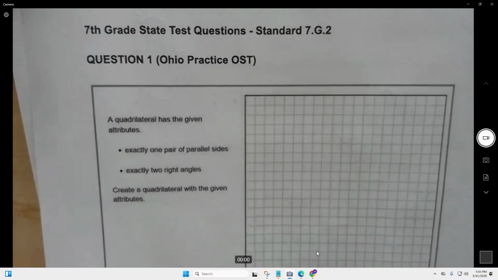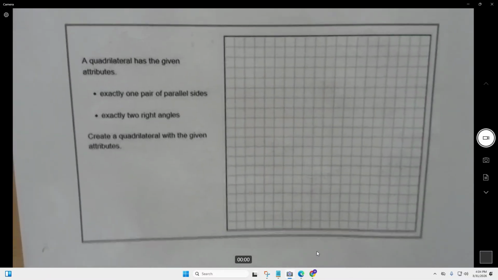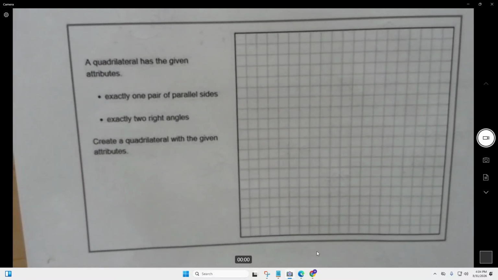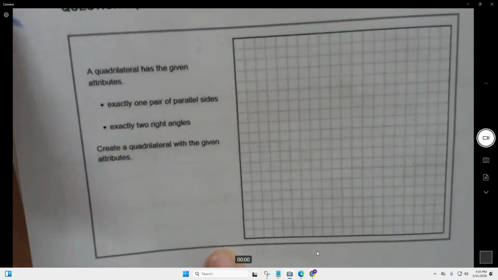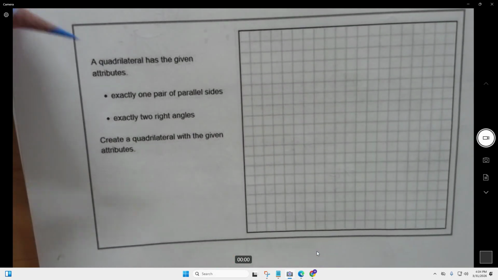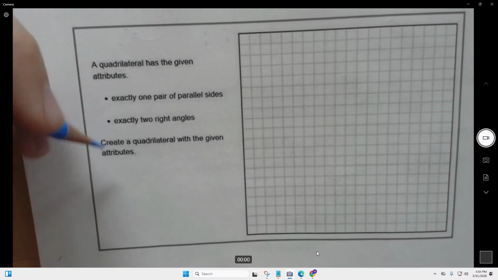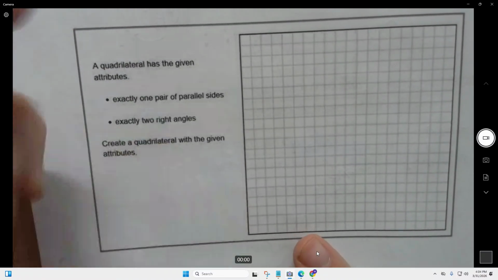Question number one from the Ohio Practice OST. A quadrilateral has the given attributes: exactly one pair of parallel sides and exactly two right angles. Create a quadrilateral with the given attributes. So let's talk about what these things mean.